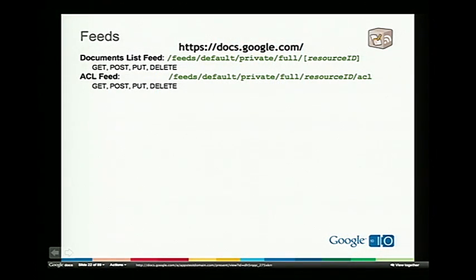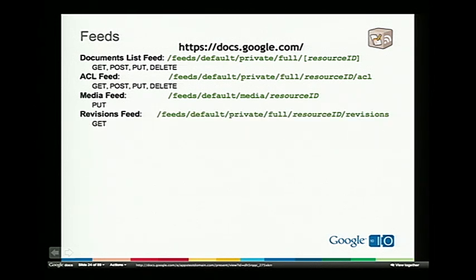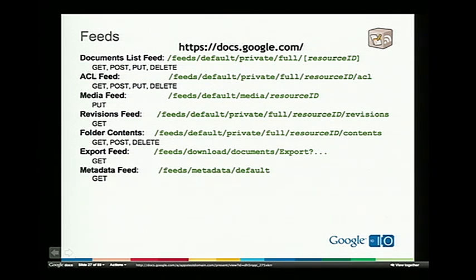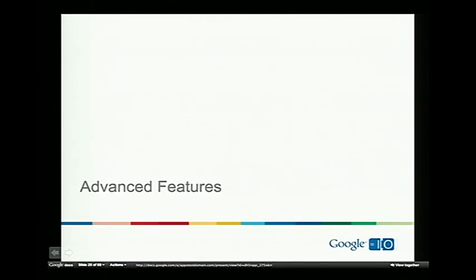The ACL feed is just like it sounds like. This is going to let you do all the sharing operations that you'd like to do. The media feed lets you update the document's content. The revisions feed, surprisingly enough, lets you access the revisions. So, pretty straightforward stuff here. Foldering stuff's going to let you folder. The export feed is going to let you point at a particular item and export it in the format that the user wants. So we have a variety of formats for each of those types. And the metadata feed is going to give you information on what features are enabled for that user. And Eric's going to go into detail on that one in a little bit.